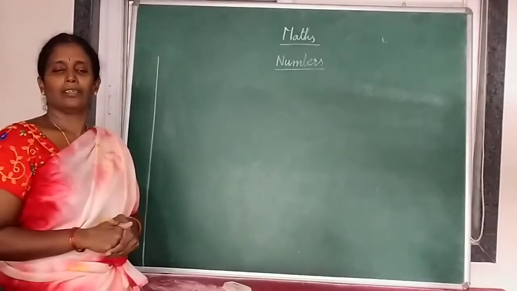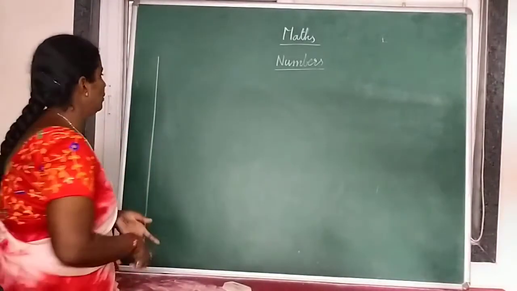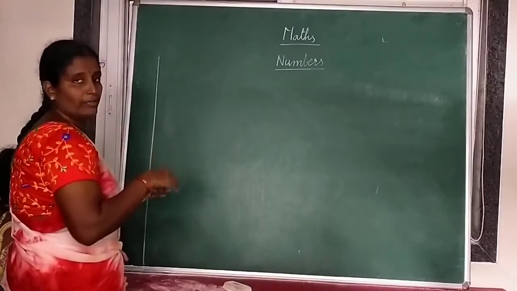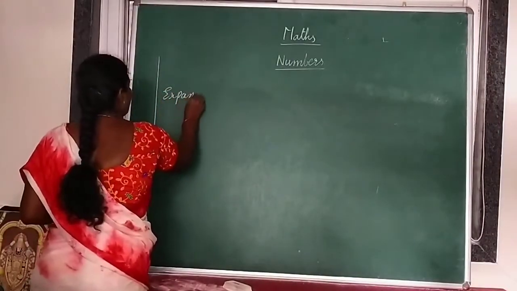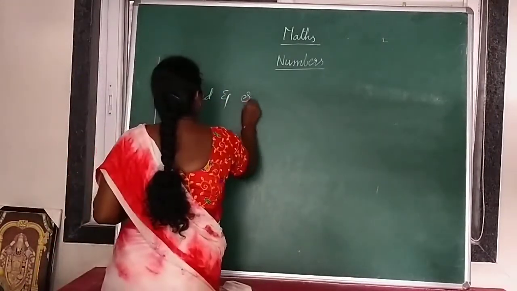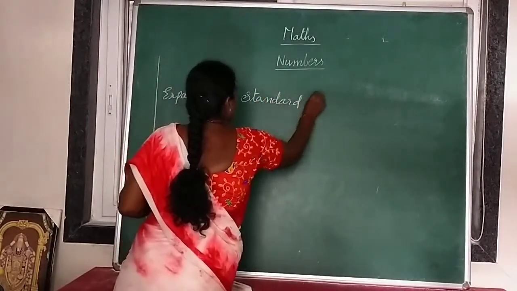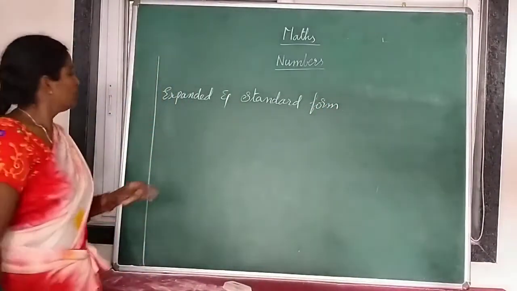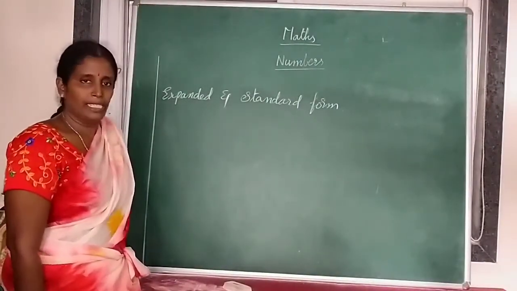What did you learn in the previous class? Place values. Before, we only learned place values. So we learned expanded form and standard form in the previous class. So how to write expanded form? By using the place values.